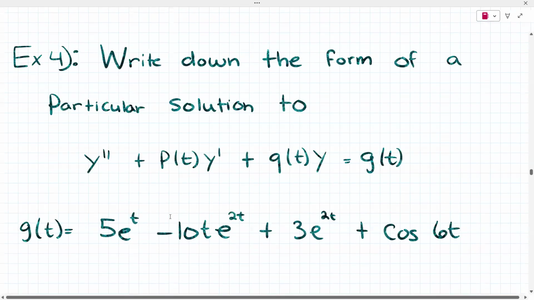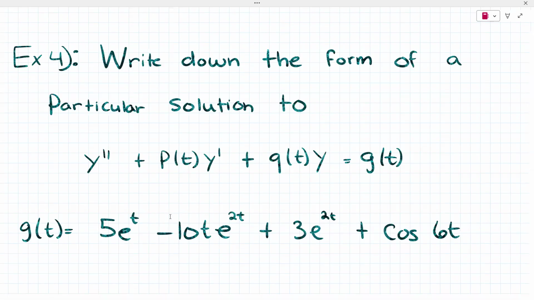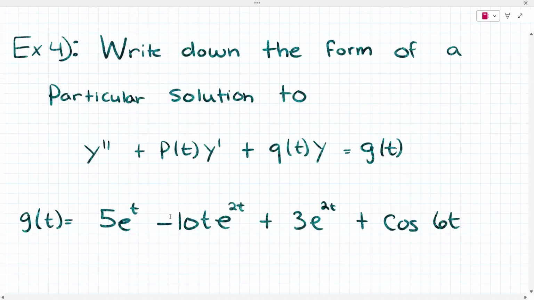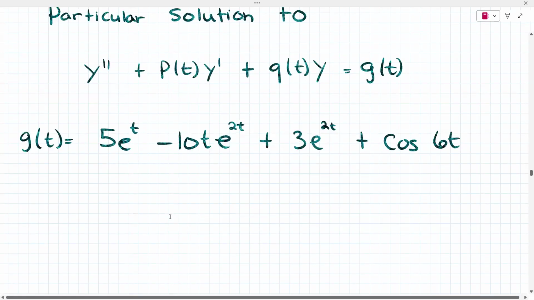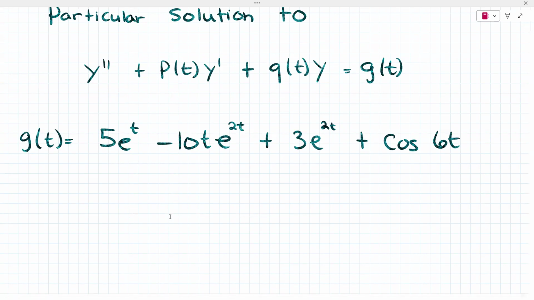Okay, let's move on to example 4. Example 4 says write down the form of a particular solution to y double prime plus p(t) y prime plus q(t) y equals g of t. So let's say we had g of t equals 5e raised to the t minus 10t e to the 2t plus 3e to the 2t plus cosine of 6t.